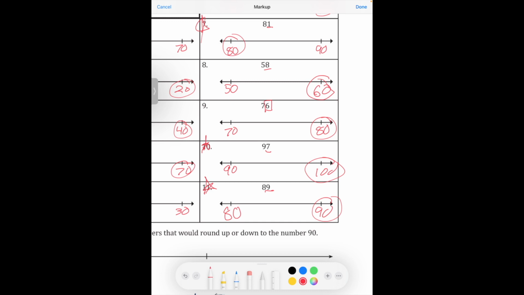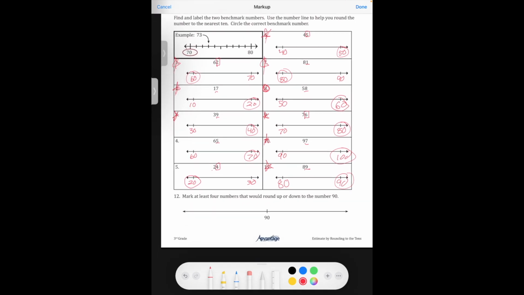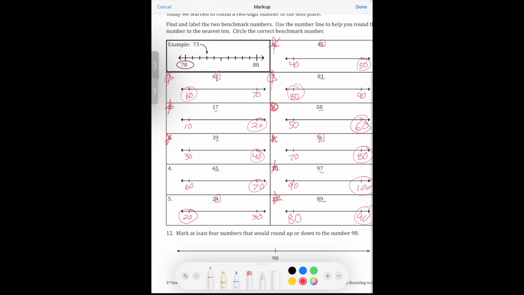I should see stars or circles on each one. And if you got it incorrect, write the correct answer in red. All right. Now it says, mark at least 4 numbers that would round up or down to the number 90. 4 numbers. Okay. Well, to round up to 90, we'd be looking at 89, 88, 87, 86, or 85.